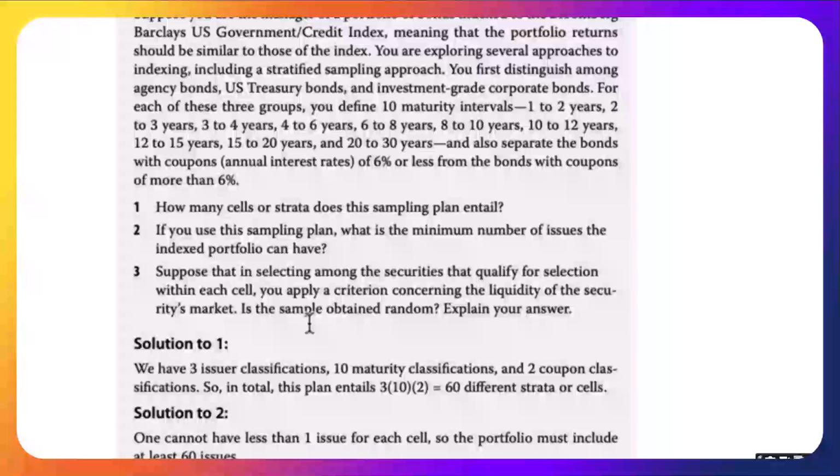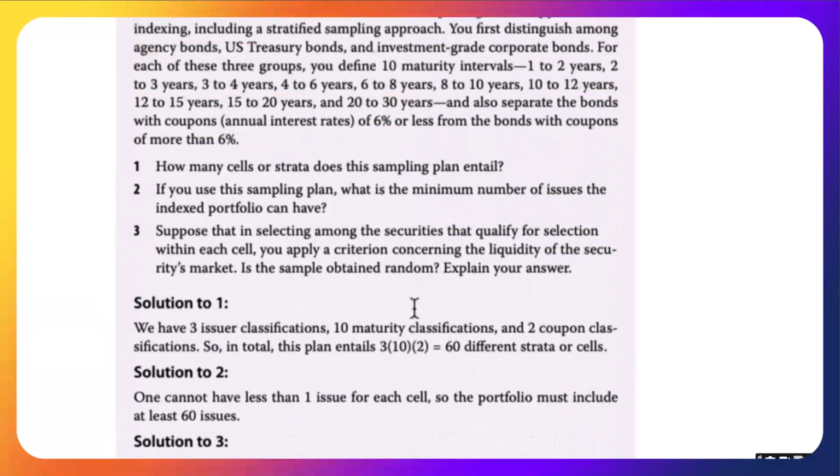But if we just say, okay, well, here's subpopulation 1, let's exclude those bonds that are not liquid. Well, suddenly you're not random sampling within that subpopulation. You're actually using a different sampling technique because you are purposely eliminating some. So there are some that do not have an equal probability of being chosen. Is this sample obtained random? No, it is not. That's example 1.